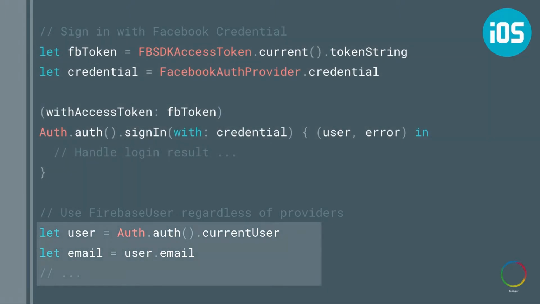And from this point, you no longer have to worry about which login provider the users use to log in. All you have to do is to deal with the Firebase user that you can get, the currently logged in user, by calling Auth.auth().currentUser like this. And then you can implement all of your features just using Firebase users.